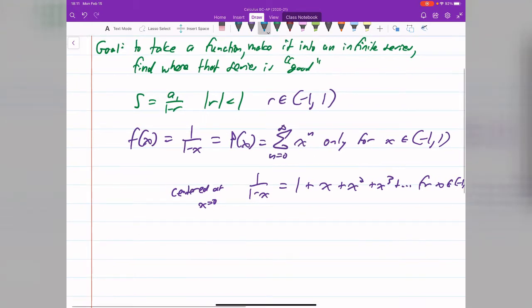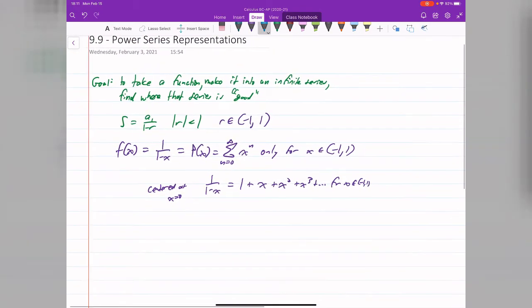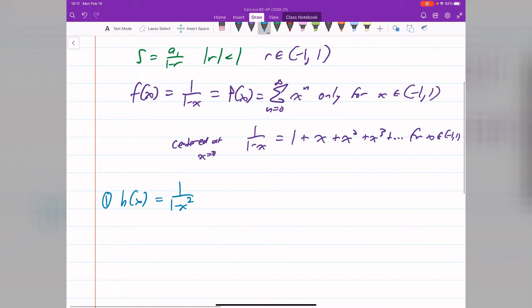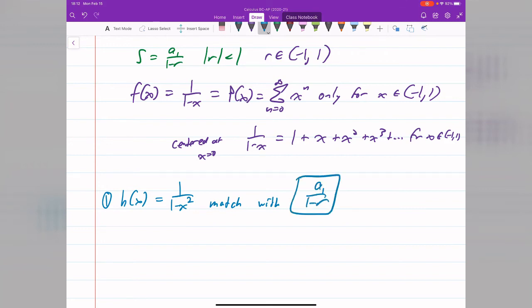So let's look at what you're actually going to be doing with this information. Let's take a function like h of x is equal to 1 over 1 minus x squared. So this is a different kind of function, but my goal is to take this function and to match it with a over 1 minus r. Think of this as your matching game. So when you do that, you can say that my first term, a, is 1. That's the numerator. And my common ratio, r, is equal to x squared.